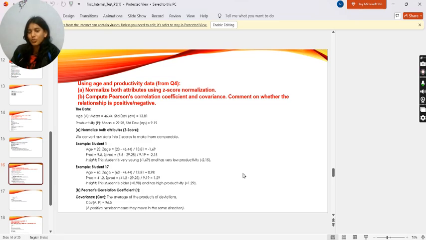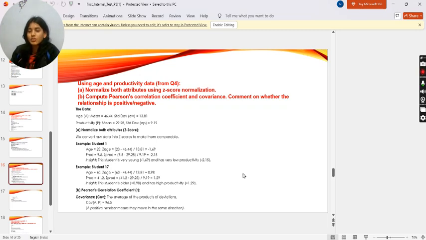comparable. Example, student 1: we have their age and productivity. This student is very young, minus 1.69, and has very low productivity, minus 2.15. Example, student 17: age and productivity. This student is older, plus 0.98, and has high productivity, plus 1.29.